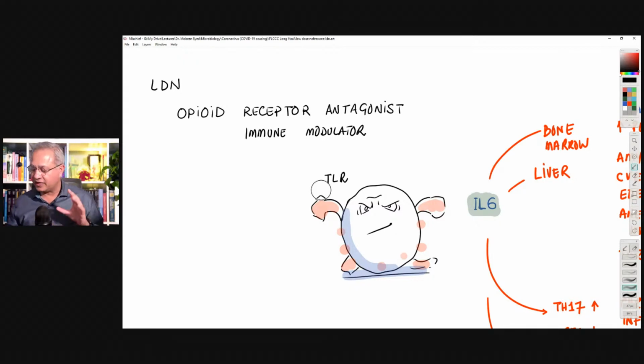So let's look at the mechanism. So this is not medical advice. This is not a therapy for anyone. This is the mechanism of action of a drug. It's a beautiful magical drug, low dose naltrexone. It has two primary functions. One is the opioid receptor antagonist.